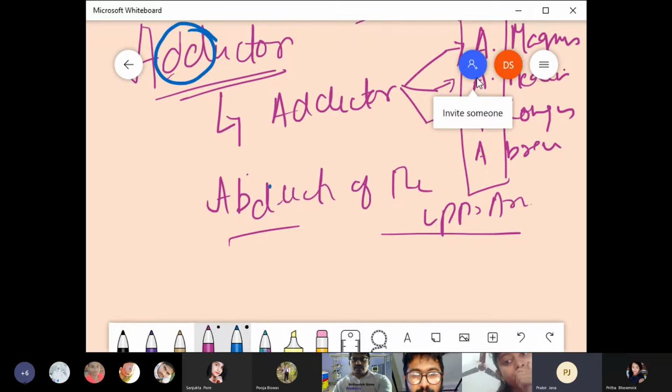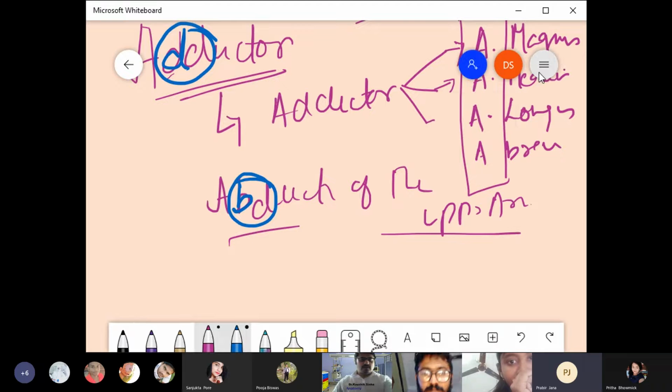The second two alphabets are where there is a difference. I mean, only the second one. The rest of the spelling is the same. One is abduction and there is adduction. So the second letter, in one case it is D, in another case it is B. So that is how the difference lies.